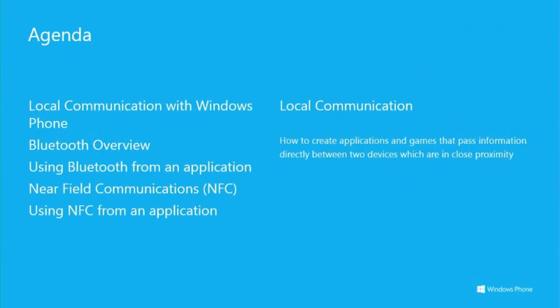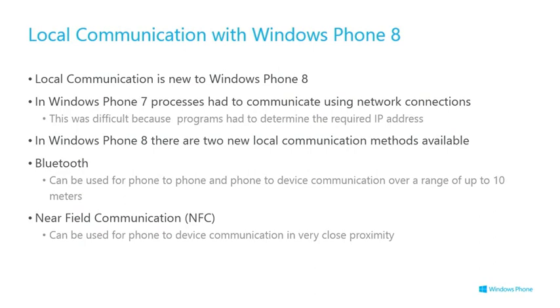The agenda for this one: Bluetooth from an application. It's Bluetooth and NFC. That's kind of what we're talking about. So this is a whole new API, some new capabilities for Windows Phone 8. We only had, obviously, regular network communications with Phone 7, but we've now got the ability to use Bluetooth, which can be used in two ways. Phone to phone, so app to app, shall we say, and phone to device, so you can kind of drive robots and stuff.